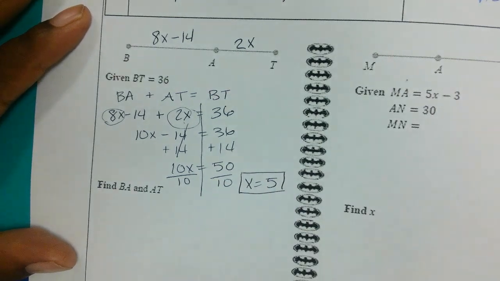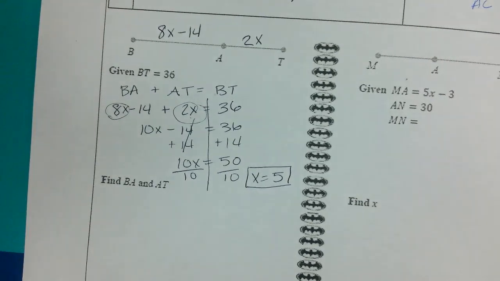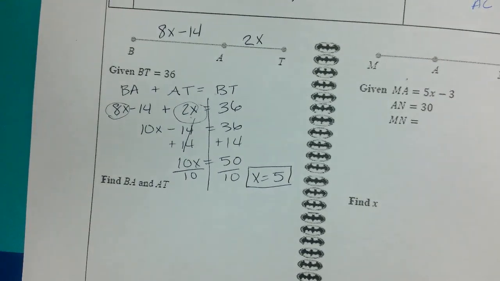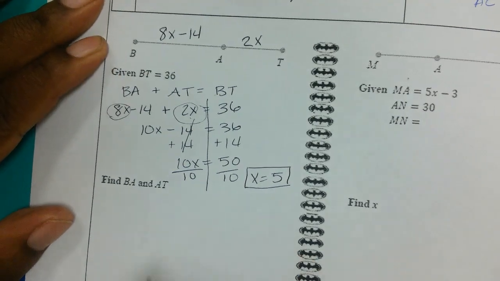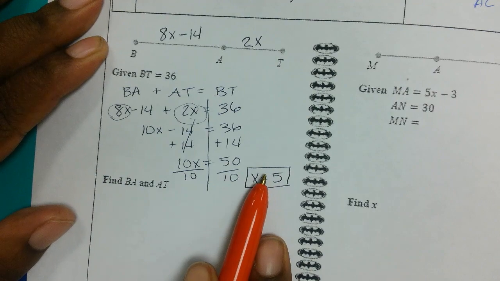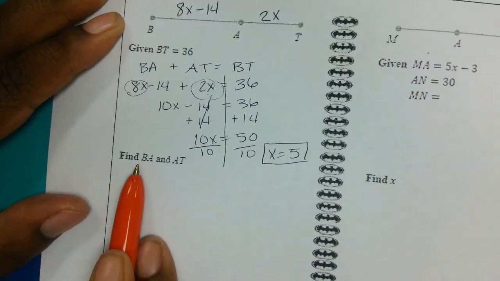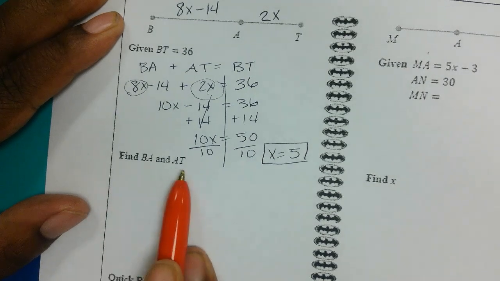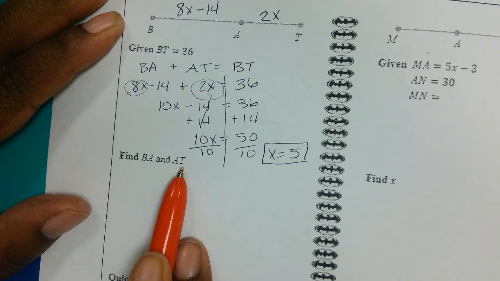Notice how neat I did when I showed my work. When you are doing your work, you got to show your work, but also show it neatly so we can read it. You have to show work to get credit. I didn't answer my question yet because they didn't just ask me what x was equal to. They asked me to find the measure of BA and the measure of AT. They wanted the distance of these points.